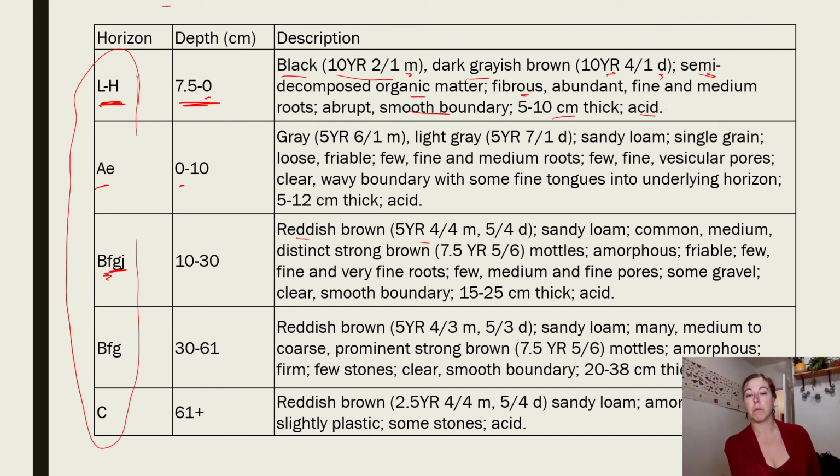Color, description, moist and dry. The texture, and then it goes through all of those things that we went through. Smooth boundary, how thick it is. It's also acid. This is the sort of thing I'm looking for in your soil profile.